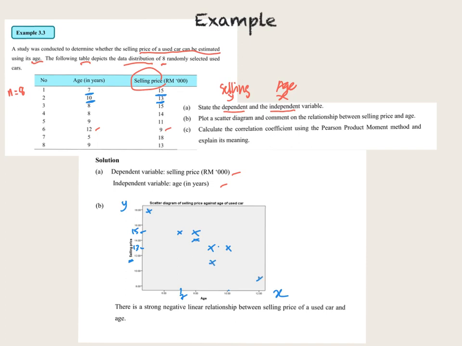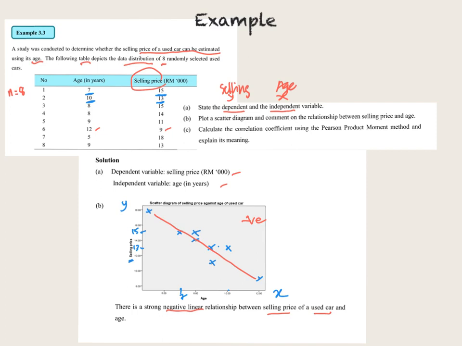So this is quite easy. Like we have discussed, if you want to comment on the relationship based on the graph, you look at this graph, you can see that there is a pattern, a downward pattern. So we can say that this is a negative linear relationship between selling price and age of the used car, which means that the longer you use the car, the price is going to be lower.